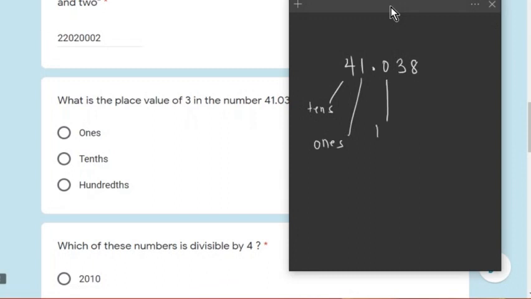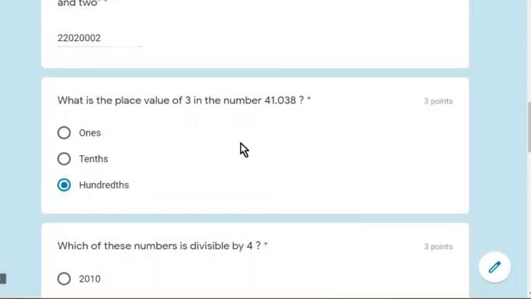the tenths, and the next number is the hundredths, okay, with the TH, and then the next one is the thousandths with a THS at the end. So the place value of 3, which comes after the decimal point, is hundredths. Okay, so this is the correct answer.